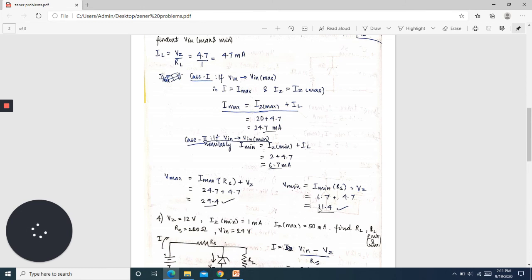That is 11.4 volt. Here 11.4, and note that the currents in electronic circuits are mostly in milliampere. So this is the note point. We'll discuss the next situation in the next part. Thank you very much.